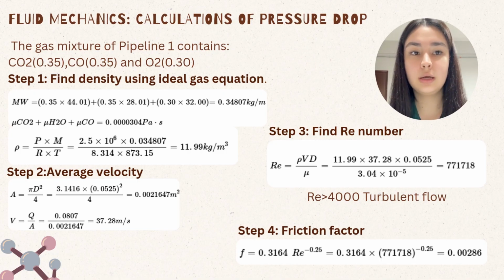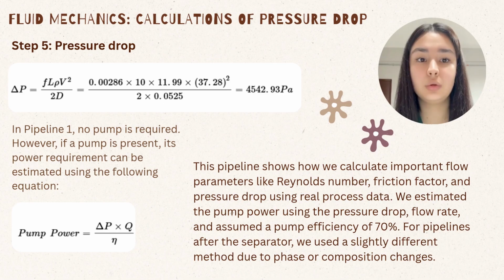We calculated the gas mixture's density using the ideal gas law and the viscosity based on the temperature. Then we find the Reynolds number to determine if the flow is turbulent or laminar, followed by the friction factor using a specific formula. With this, we calculated the pressure drop inside the pipe.